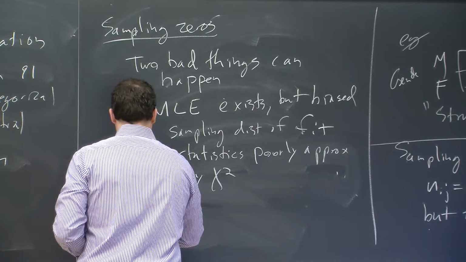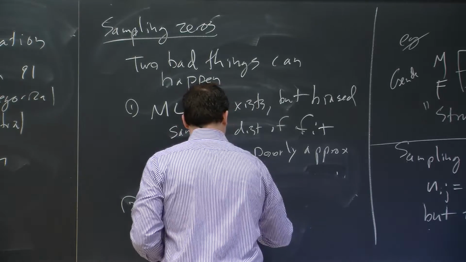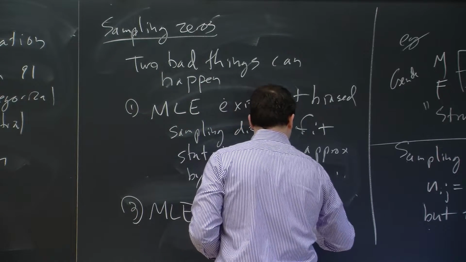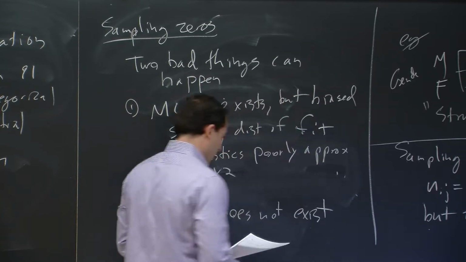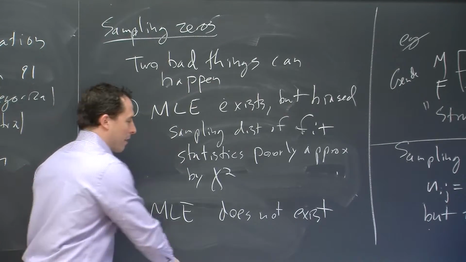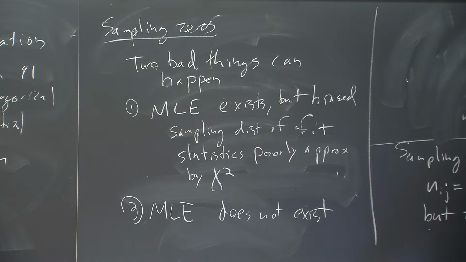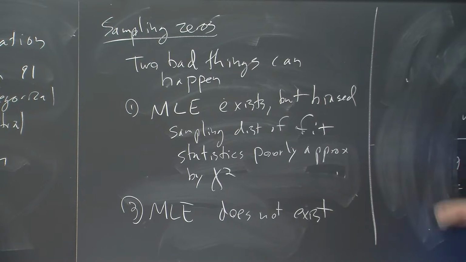And then the other thing that can happen is that the maximum likelihood estimate does not exist at all. And we'll see in a little bit that, unfortunately, your software does not always tell you this. It might spit out an answer anyway. But what's really happened is that it's gone off to infinity.